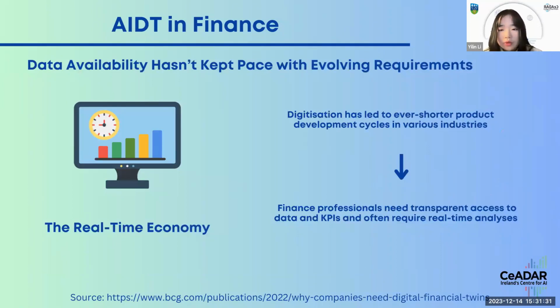And for the real-time economy, digitalization has led to ever shorter product development cycles in various industries, including automotive technology and life science. To adapt to digital business models and the greater level of variability, organizations must make decisions quickly and implement them effectively. So finance professionals need transparent access to data and KPIs, and often require real-time analysis and recommendations in order to take prepared action.